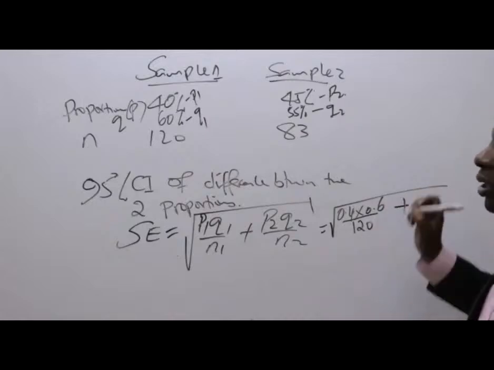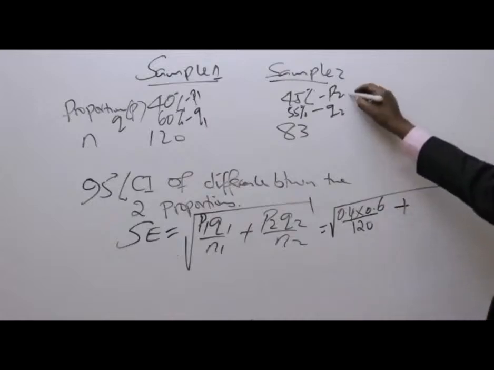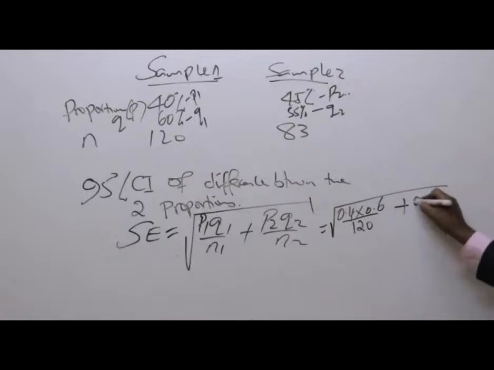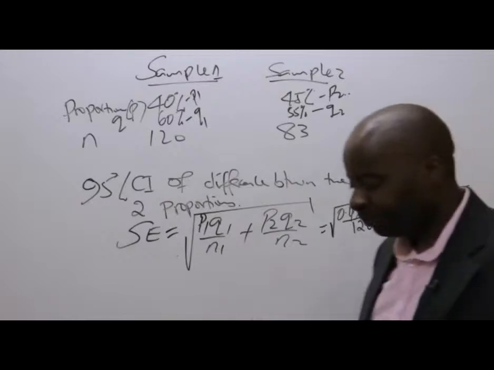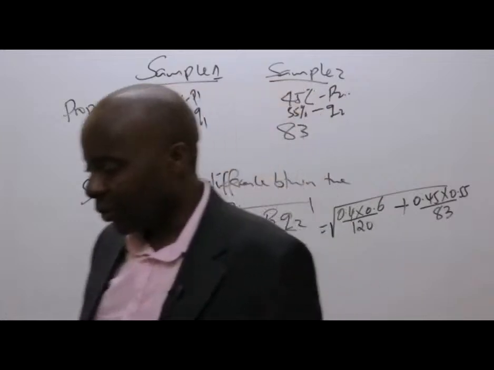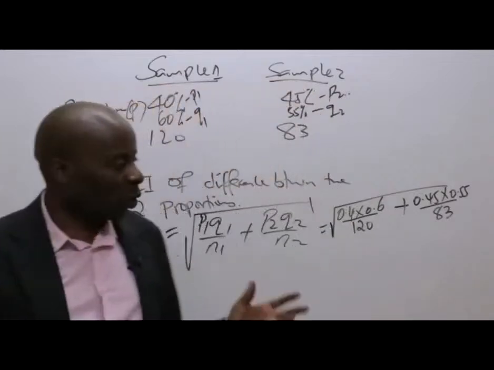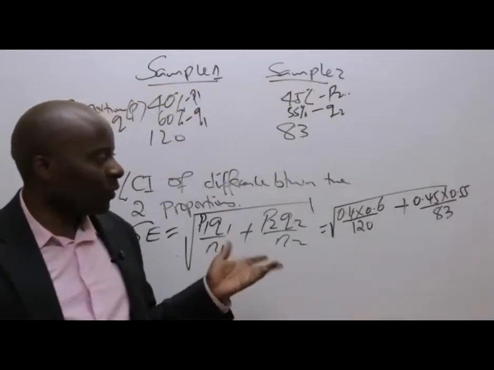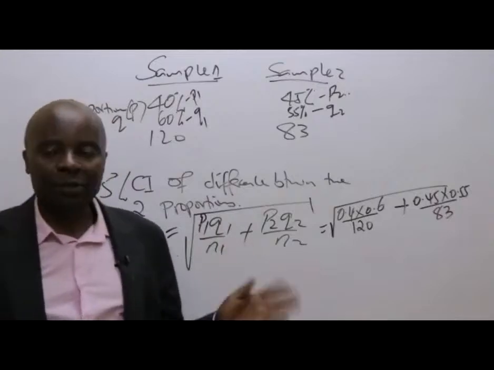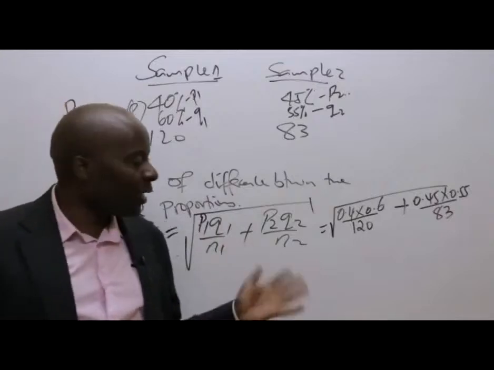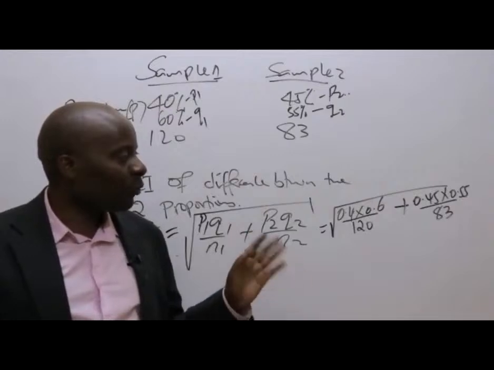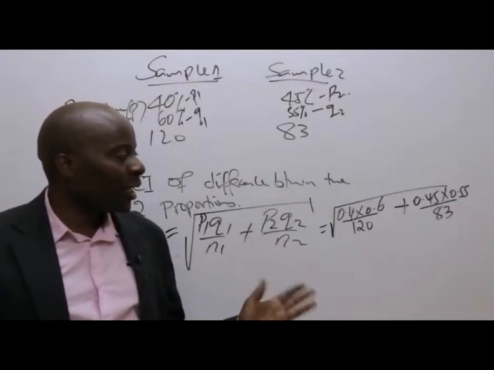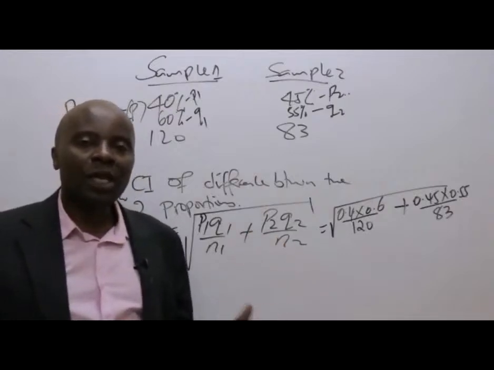Plus the second one, we have P2 Q2. So we have 0.45 times 0.55 all over 83. Here you have to be quite good with your calculator for you to give us the correct answer. Take 0.4 times 0.6 divided by 120 plus 0.45 times 0.55 divided by 83. You say equals.